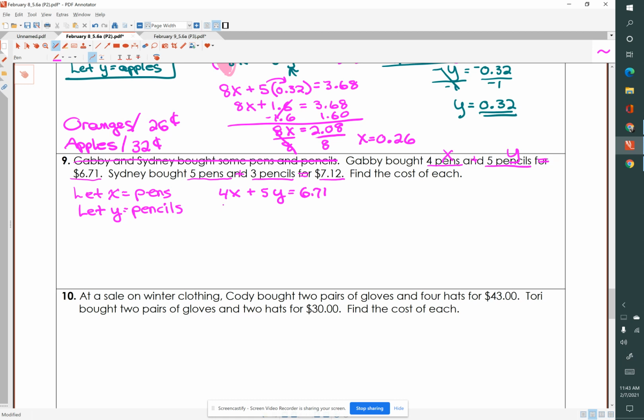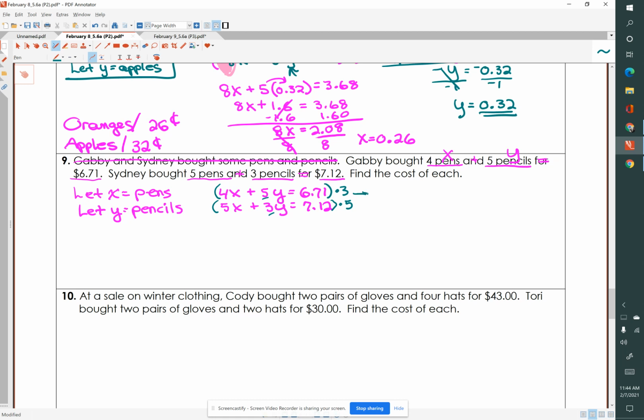And then we've got 5 pens and 3 pencils for $7.12. So I think what I'd like to do with this one is eliminate the y's. And I will do that by multiplying, let's see, I have a 5 and I have a 3. The least common multiple is 15. So I'm going to multiply the first equation by 3 so I can get the 15y, and I'm going to multiply the second equation by 5.